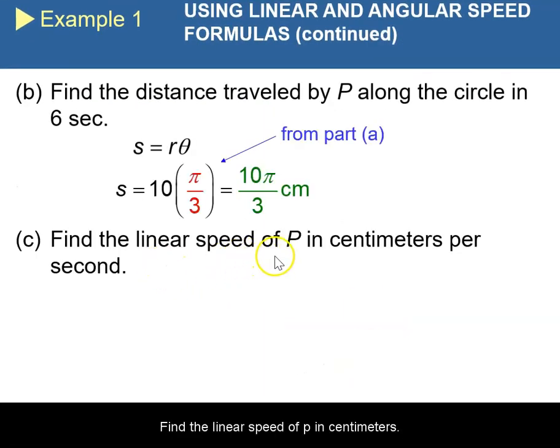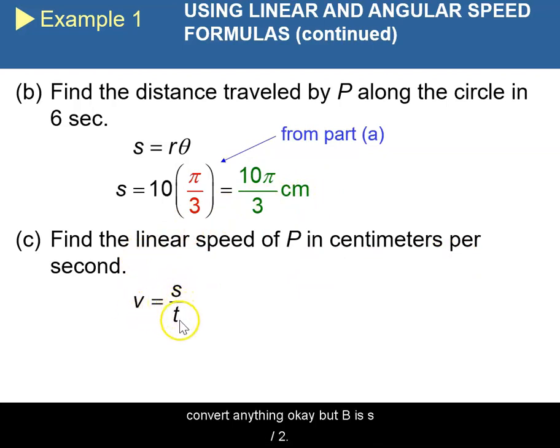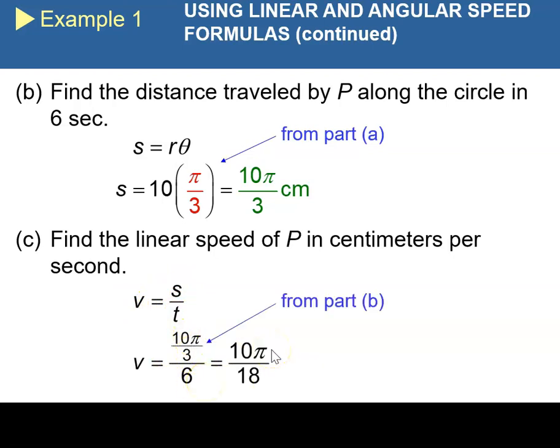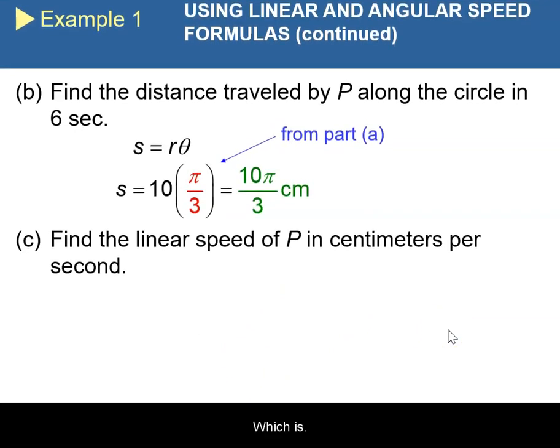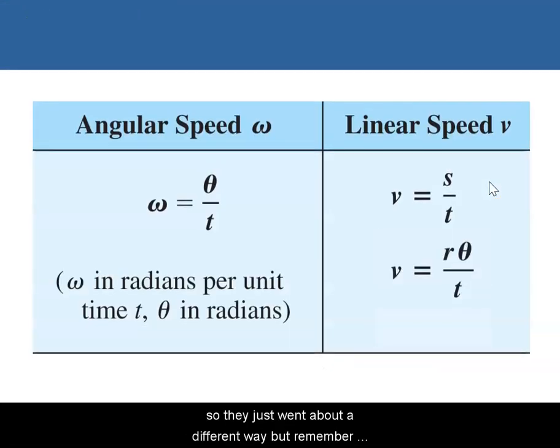Find the linear speed of P in centimeters per second. I'm already in centimeters, so I don't need to convert anything. But v is s divided by t, or 10 pi over 3 divided by 6 from part B. So I can just plug my stuff in. But notice, what is this? This is 10 over 18, which is really what I would get if I had 10 times pi over 18, which is what I said before. So they just went about it a different way.